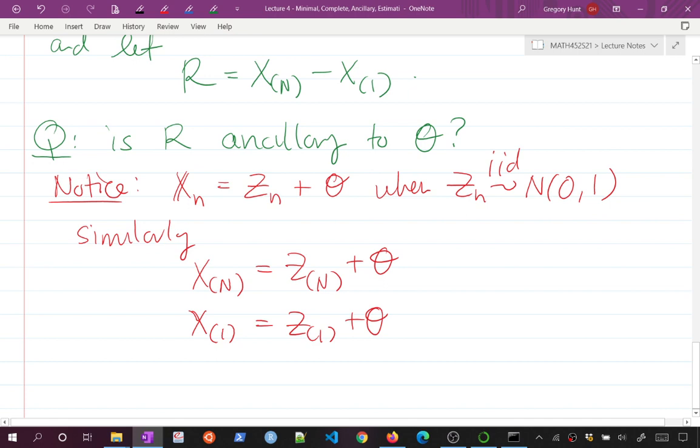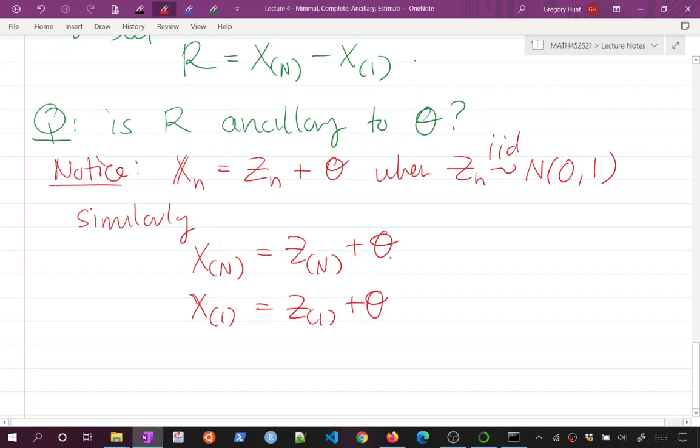Well, if you think about the data generation process being, I first generate the Z's and then I add theta to them. Well, if the maximum of the Z's is 5 and I add theta to that, then the maximum of the X's is 5 plus theta. And similar for the minimum. If the minimum of the Z's is 1, then the minimum of the X's is 1 plus theta. So the maximum of the X's and the minimum of the X's can be written as the corresponding statistic for the Z's plus theta.